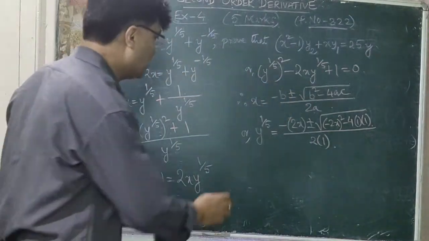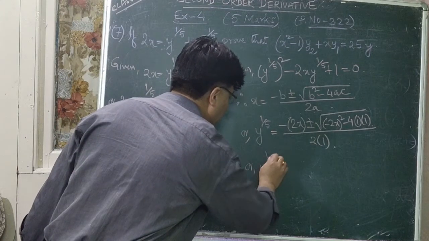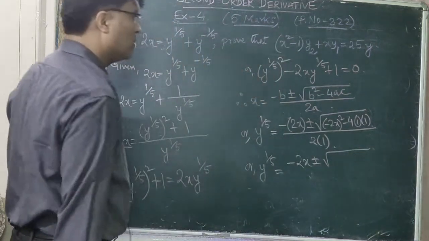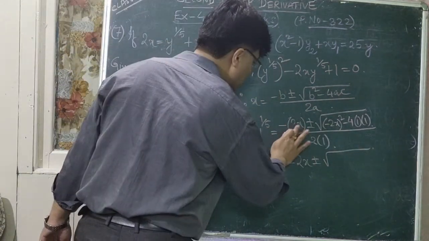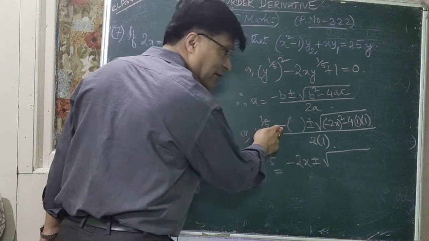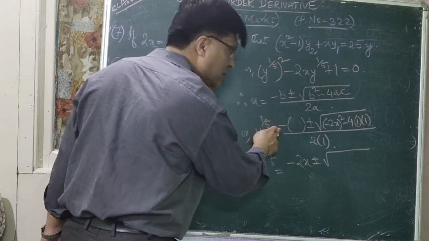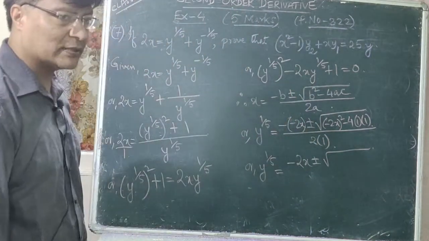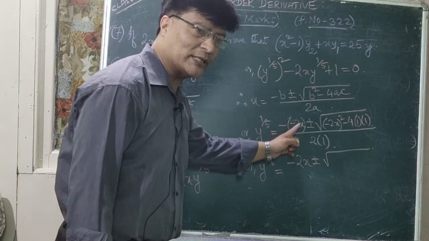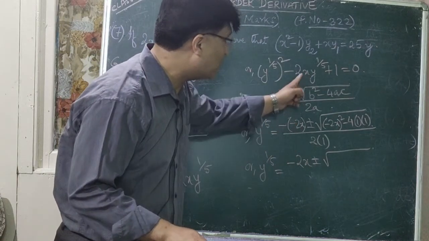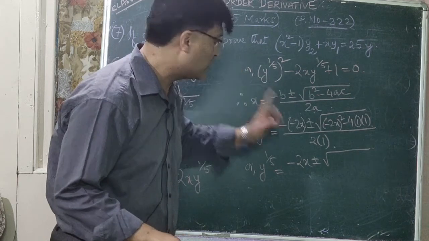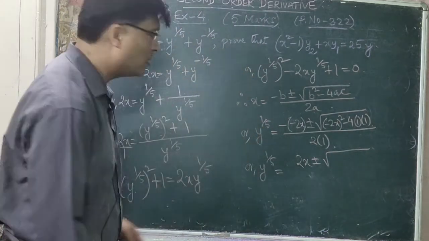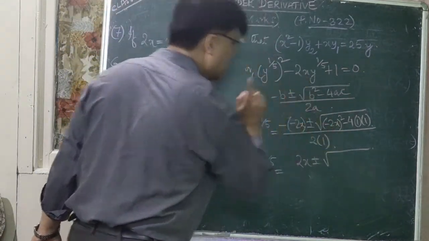Okay, so now y to the power 1 by 5 is equal to minus 2x plus minus root over, oh sorry, this one is not minus 2x, this is minus sign, because in the formula there is minus sign. What is the value for b in this case? Minus 2x. I made a mistake here, I wrote b is equal to 2x, that is wrong. But what is b? Minus 2x. So this is minus into minus is plus. Usually we don't write plus sign here, but here we have put it correctly, b is equal to minus 2x, that is correct.